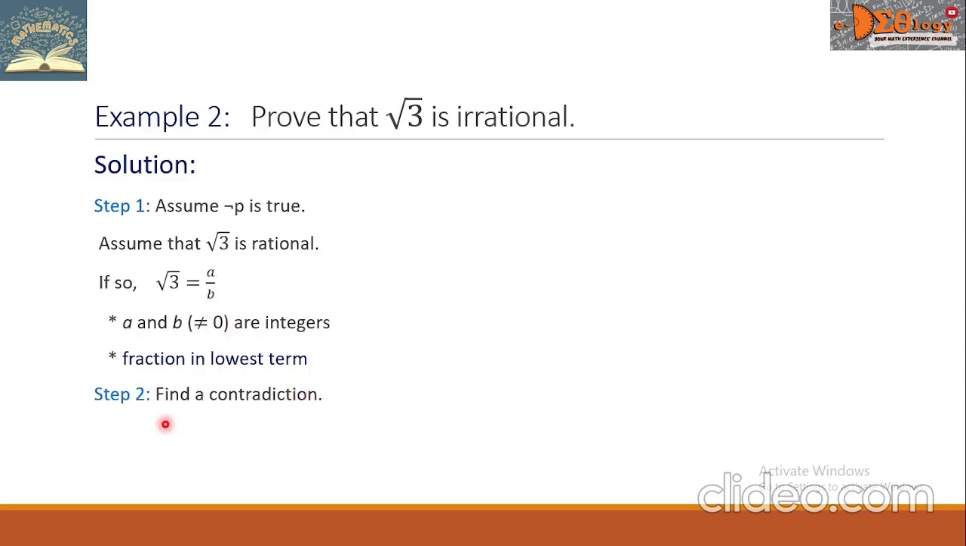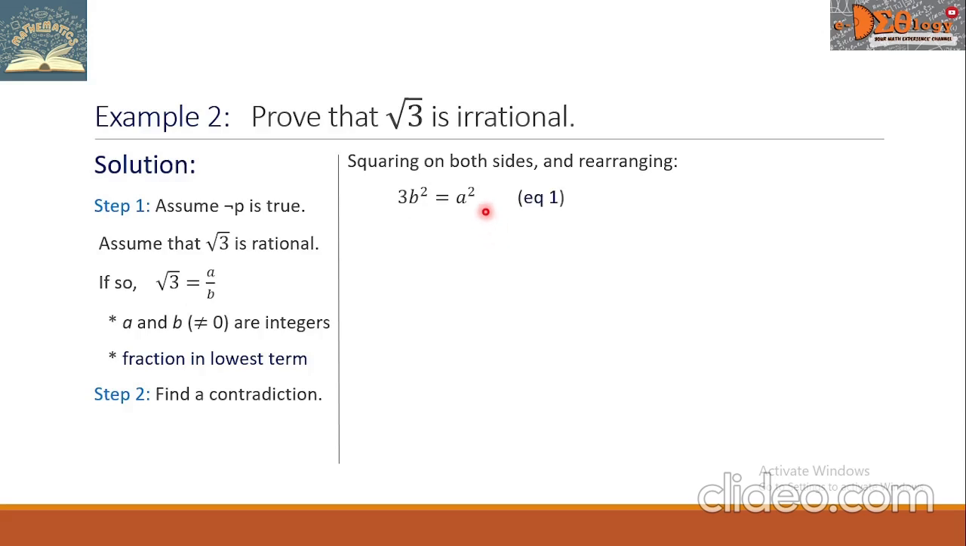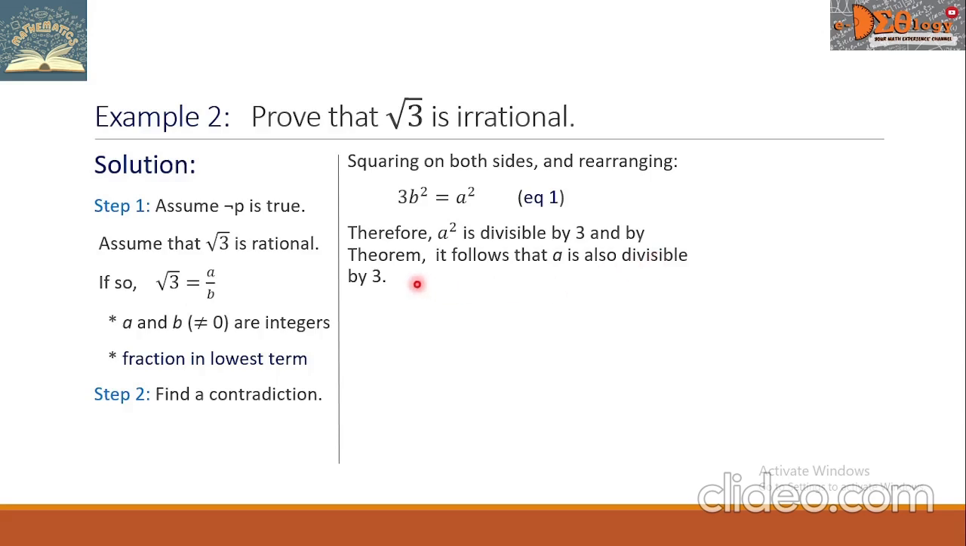Now, step 2. Let us find a contradiction. By squaring both sides and rearranging, we will have this new equation: 3b squared equals a squared. Let us regard this as equation 1. By this equation, we can see that 3 is a factor of a squared. Therefore, a squared is divisible by 3. And by theorem, it follows that a is also divisible by 3.